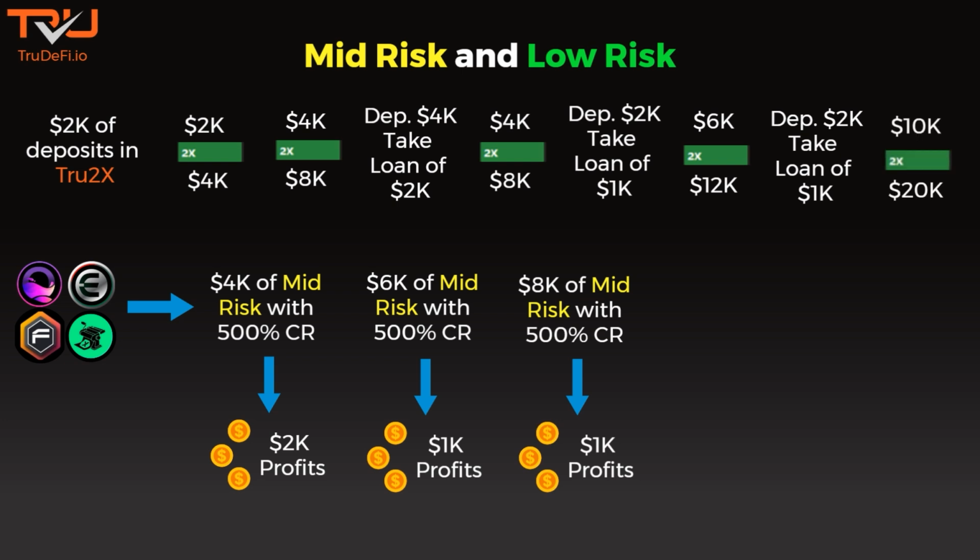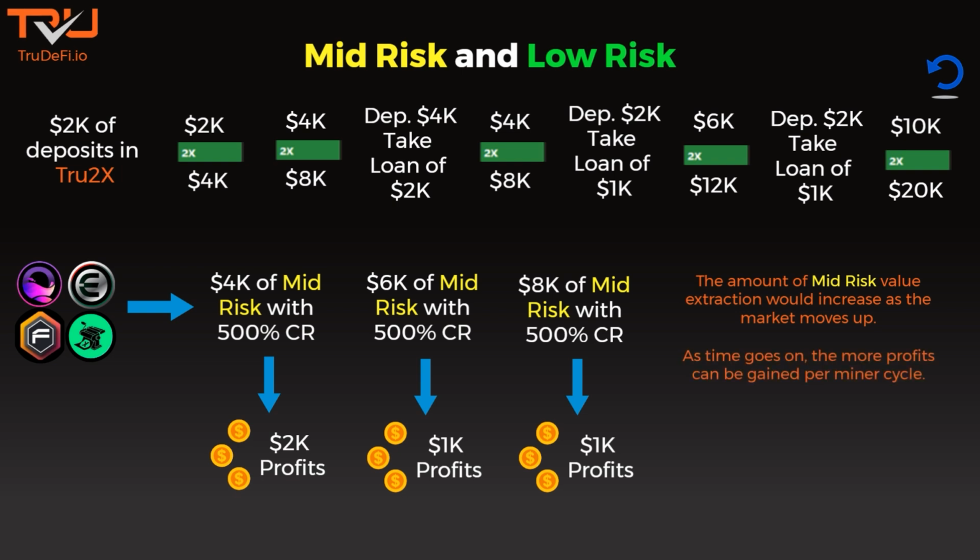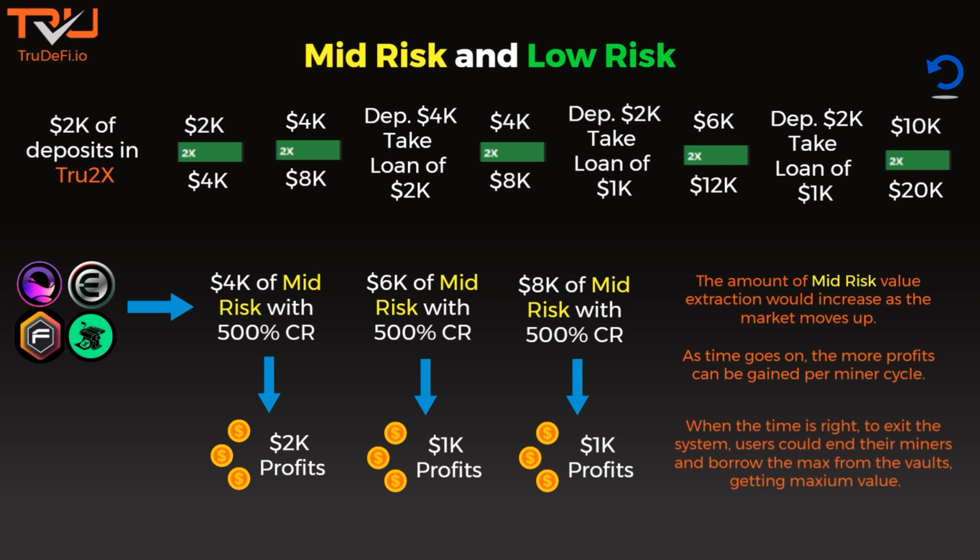This process can be repeated as often as you like. As more assets are generated, the more value you can deposit and the more loan value you can take out as profits. And as time goes on and the valuation of the market goes up, more value can be extracted from the vaults in the form of loans. If the user decides to exit the system, they can end all their miners and then borrow the maximum amount from their loans and leave, retaining all profits.